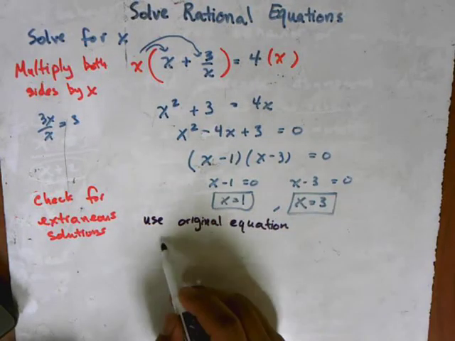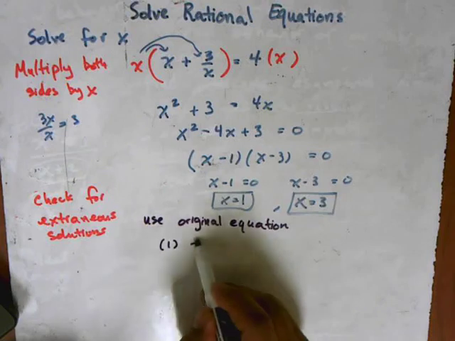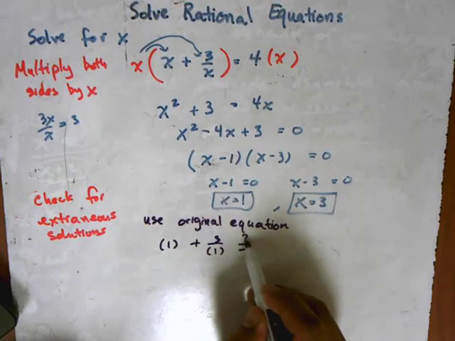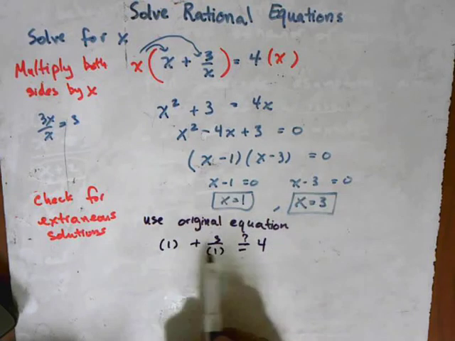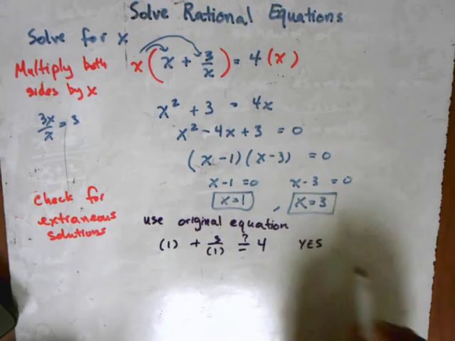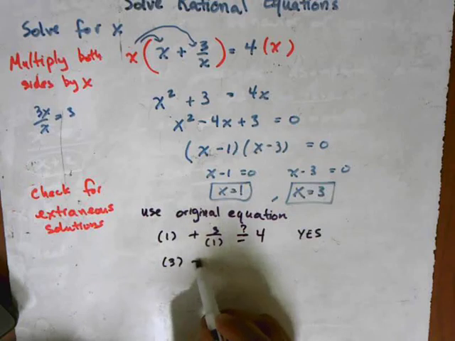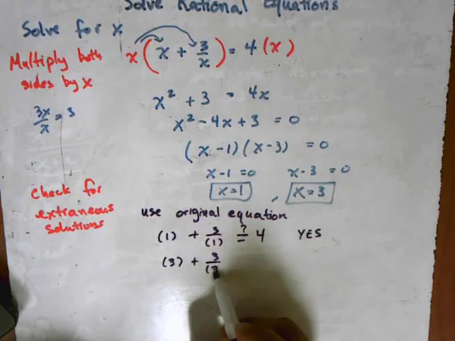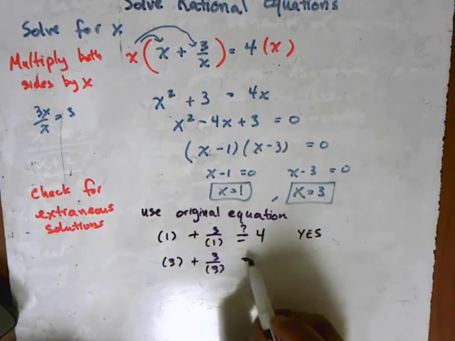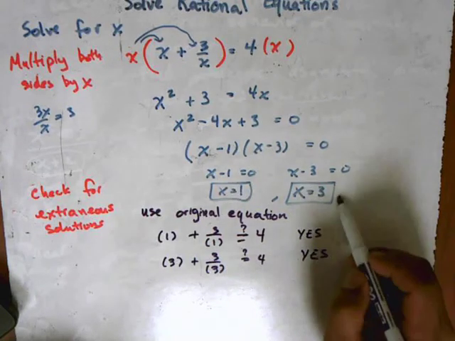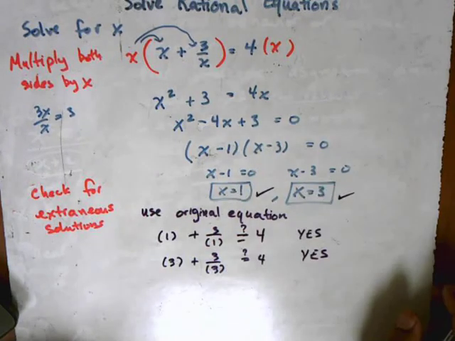So let's test with 1. Substituting, 1 plus 3 over 1. Is that really equal to 4? Well, this is 1 plus 3, so yes. Then we substitute in 3 plus 3 over 3. Well, this is 3 plus 1, so is that really equal to 4? Yes. So in this case, both of these here are solutions.